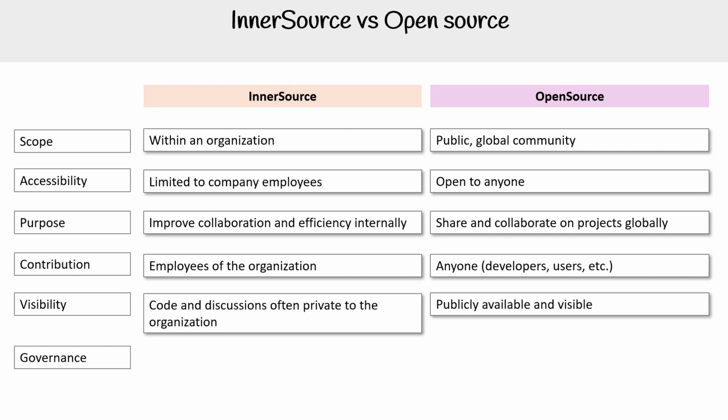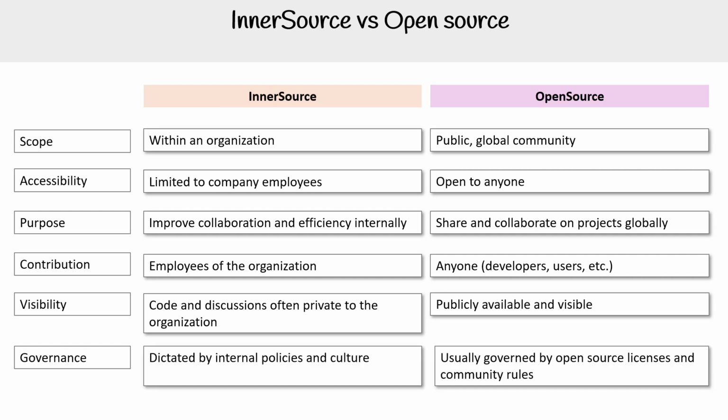or users. For visibility, inner source is code and discussions often private to the organization, and open source is publicly available and visible. For governance, inner source is based on the internal policies and culture of the organization, and for open source, it's usually governed by open source licenses and community rules.